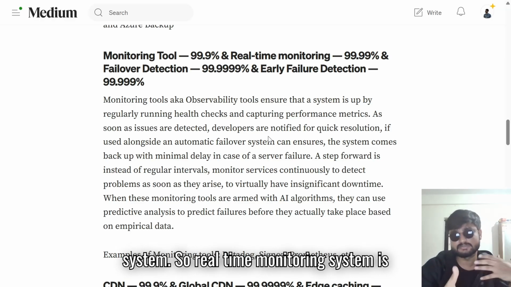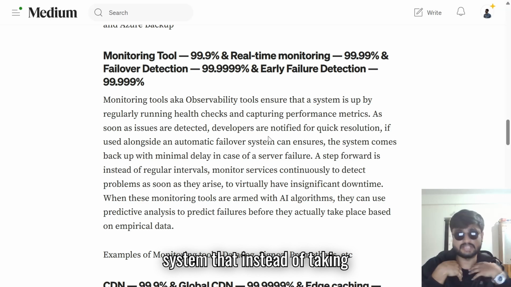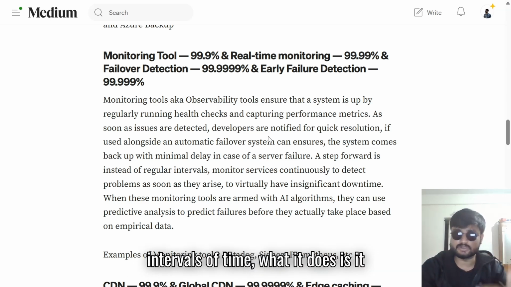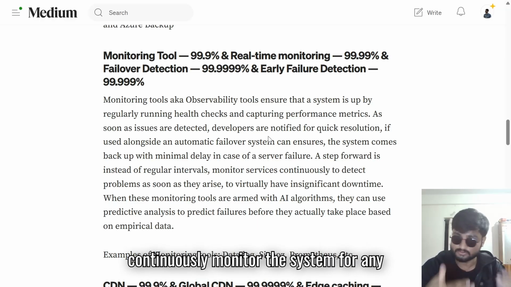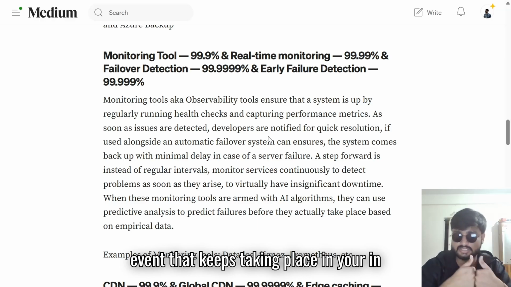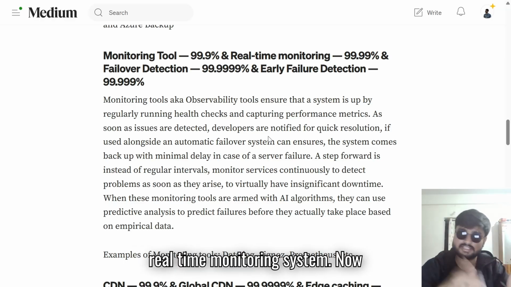So a real-time monitoring system is a system that, instead of monitoring the system at regular intervals of time, continuously monitors it for any progress or failure or any event that keeps taking place in your architecture, right? So that is a real-time monitoring system.